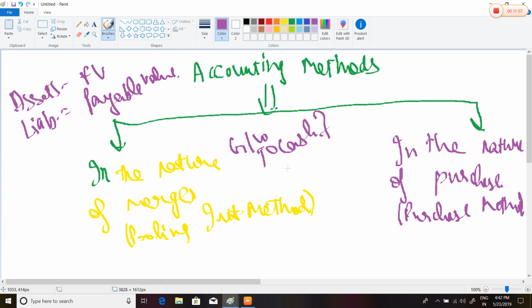And the purchasing company will recognize goodwill if the purchase consideration exceeds the net assets taken over. It is a basic journal when we put in the opening journal entry. Usually either there is goodwill or capital reserve. In the vice versa situation, it will be capital reserve.